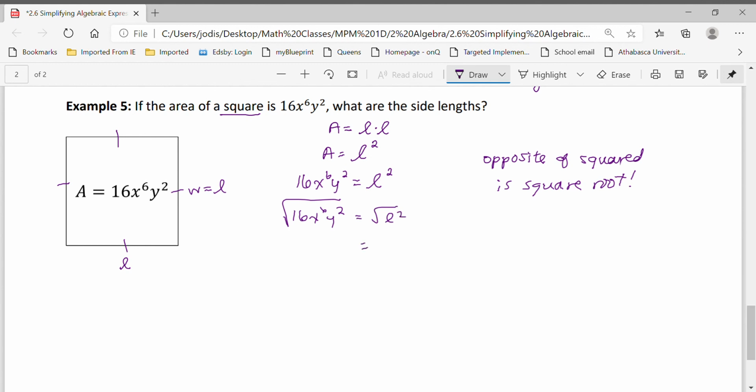So on this side, the square root is just going to end up with length because it gets rid of the squared. The square root of 16, well, what times what is 16? The same numbers. So 4 times 4 is 16. And then for our x, we're just going to divide the exponents by 2 is the way that it works. So 6 divided by 2 is 3, and 2 divided by 2 is 1 for the y. So the other thing we have to remember is that when we write our answer, we should have a plus or minus 4 because we talked about it before that something like -5 squared.